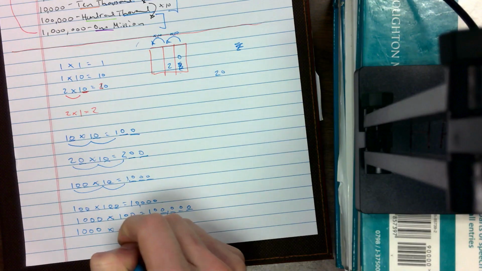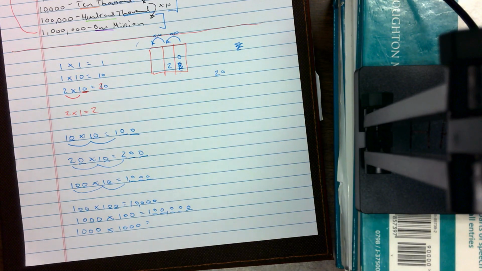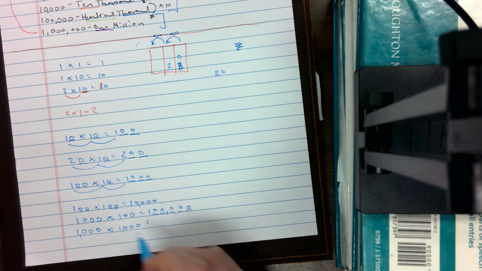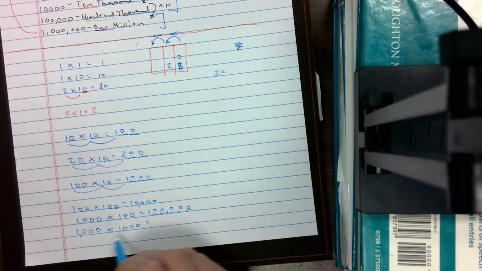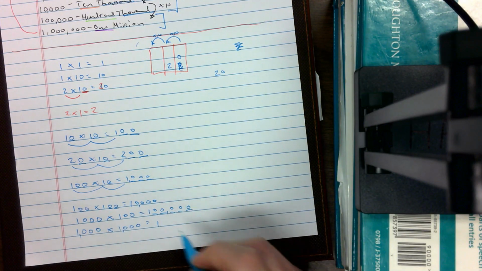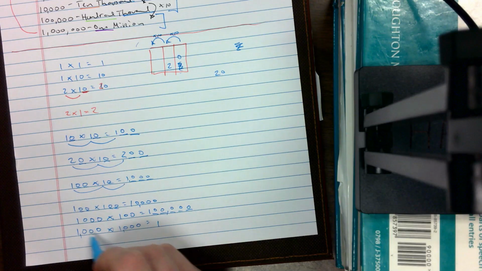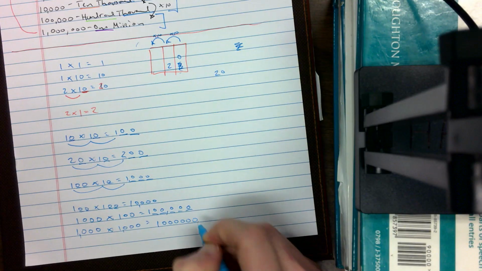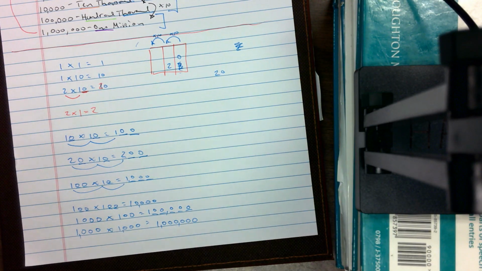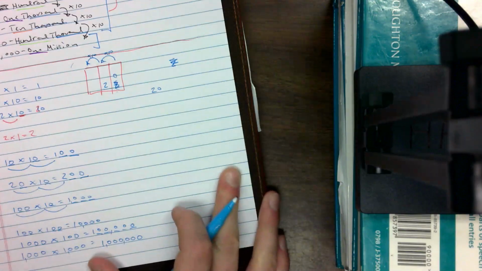1,000 times 1,000. That just means we have 1,000 times. We counted by 1,000 times. I do not want to do that. Nobody wants to do that, so we won't. But we can think 1 times 1. That's just 1. And then there are 6 place values. That 1 has been shifted to the left, leaving us with 1 million. And this can be done with any other numbers.